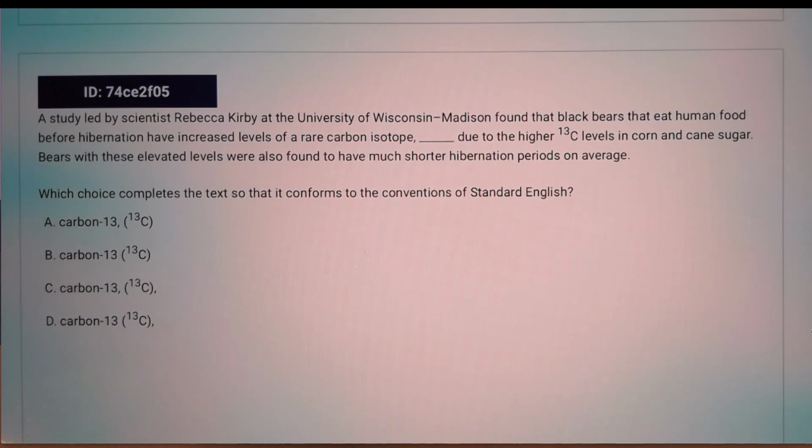A study led by scientist Rebecca Kirby at the University of Wisconsin-Madison found that black bears that eat human food before hibernation have increased levels of a rare carbon isotope due to the higher 13 carbon levels in corn and cane sugar. Notice we have a comma here, which means that it's non-essential, meaning the sentence will not be affected if you happen to drop this phrase, carbon 13. Okay, just an additional specific detail that readers can find more about.